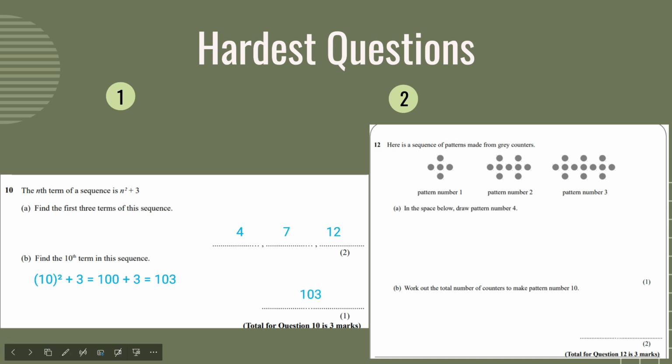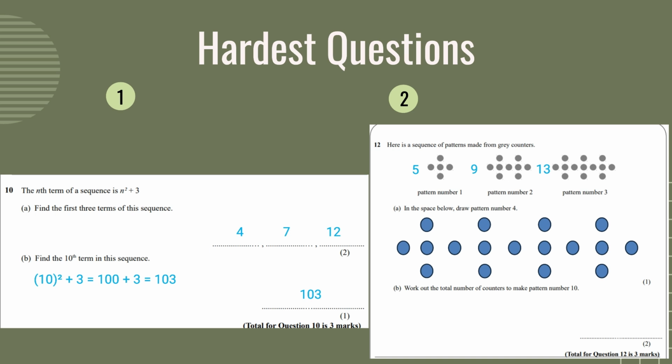Our second question says, here is a sequence of patterns made from grey counters. Part A asks us, in the space below, to draw pattern number 4. If we look at pattern number 1, we can see it has 5 counters. Pattern number 2 has 9, and number 3 has 13. If we look at the difference between each pattern, we see we're going up by 4. So, 13 plus 4 equals 17. So our pattern would look like this if we simply added another 4 counters.